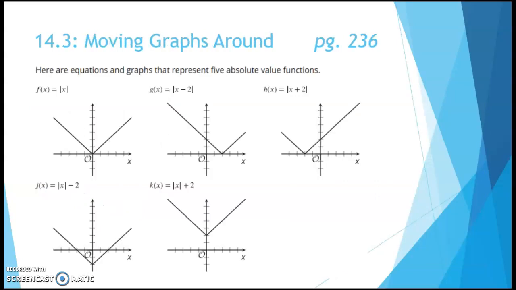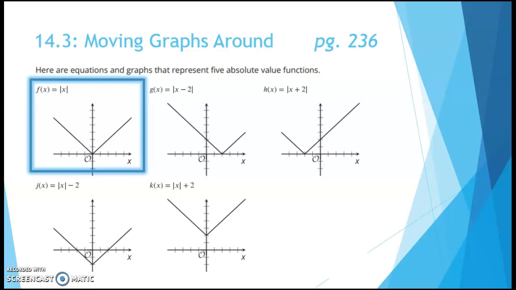On page 236, the activity is called moving graphs around. So here are some equations and graphs that represent 5 different absolute value functions. I want to point out that some of them look like V's and some of them look like check marks, and that doesn't make a difference. What is happening here is just the window that we can see the graph. That's what's different.